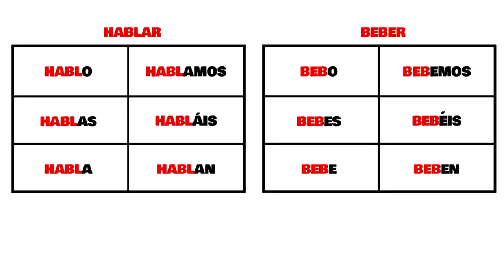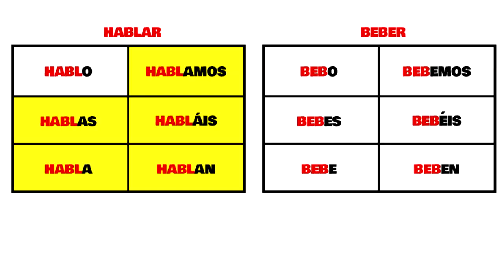Here's a regular AR and ER conjugation. Notice the pattern. For the first person singular, we take off the ending in both cases and just add O. Then for all the other boxes, we take off the endings, and for AR verbs, we add endings starting with A, and for ER verbs, we add endings starting with E. Let's check out how regular IR verbs behave.